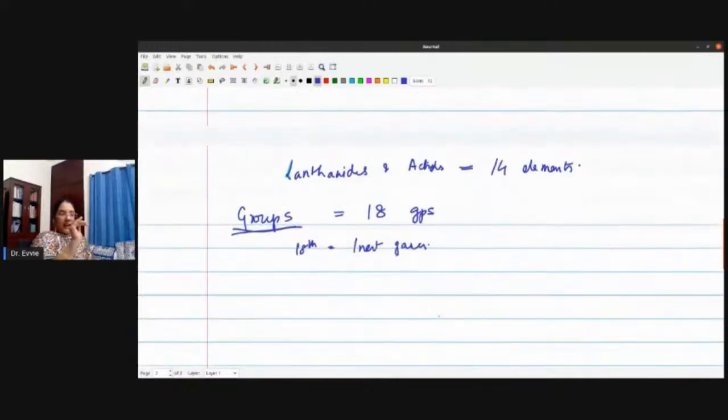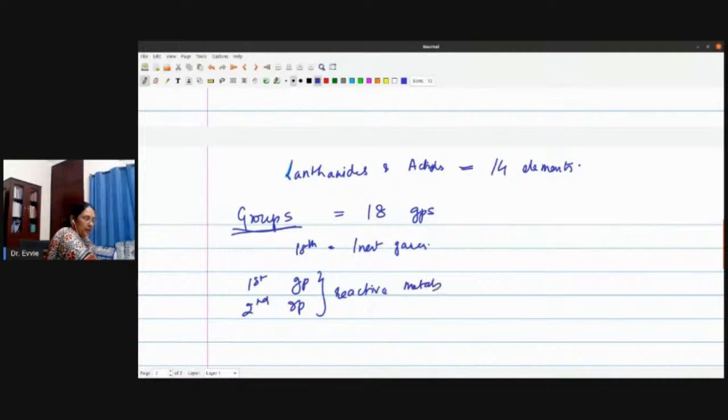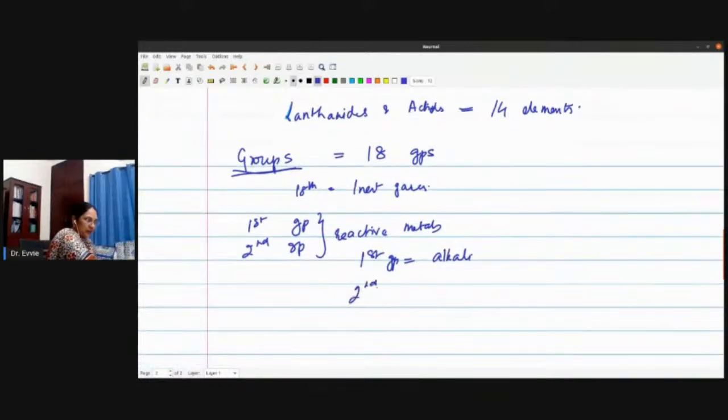Another little more about the groups. The first and second groups are very active elements, very reactive metals. The first group has the alkali metals, and the second group elements are called alkaline earth metals. Both of them belong to the S block.